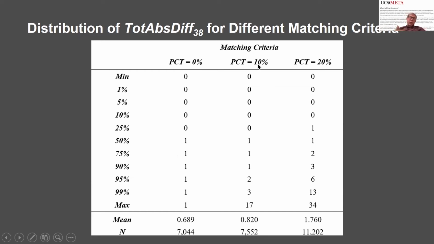And again, as we loosen that matching criterion, this shows you how close the matches are. The median is 1 in all 3 cases, but as we loosen the matches, we get larger and larger differences at the tail end of the distribution. But still, even with 10% of a matching criterion, 99% of our matches differ by 3 or fewer citations over the entire pre-treatment period.